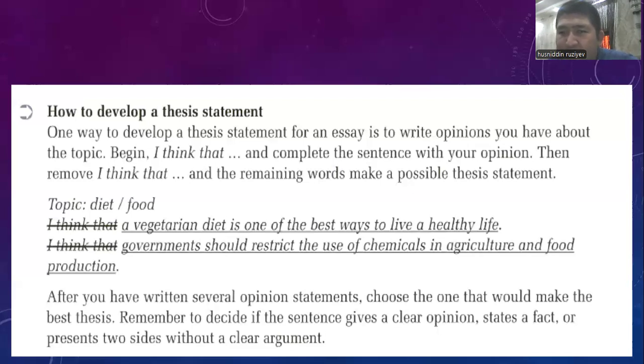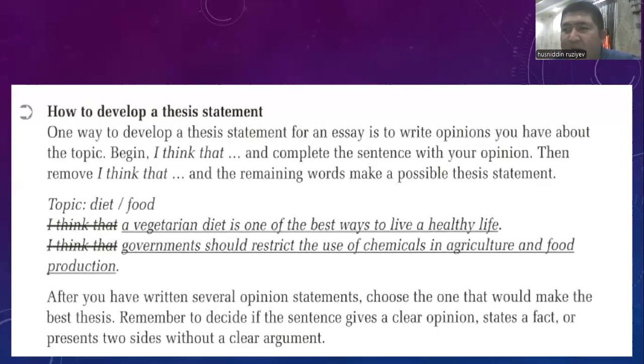You should write your own ideas. After that, you should remove I think that, in my opinion, and phrases like these. At the end, you should choose only one, the best thesis statement for your topic, which can be discussed and explained, and you should pay attention to factors and also some quality. This is the most important part of a thesis statement. Of course, this is general information about the thesis statement.